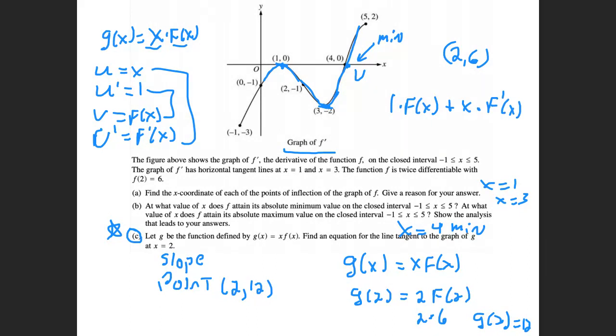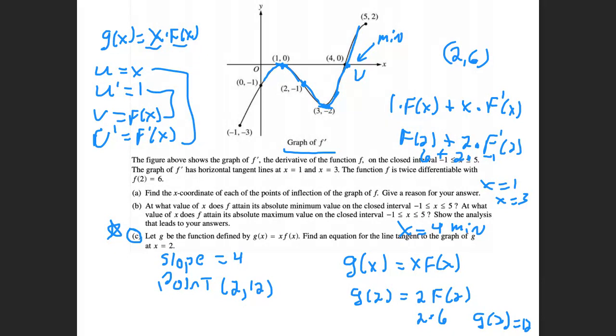Well, it's at 2, so this is going to be f of 2 plus 2 times f prime of 2. Well, f of 2 we already know. They told us that in the beginning. It's 6. So this is going to be 6 plus 2 times f prime of 2. Well, f prime of 2 is negative 1, isn't it? So now I end up with a slope of 4.